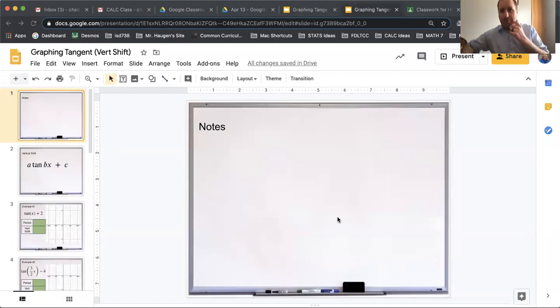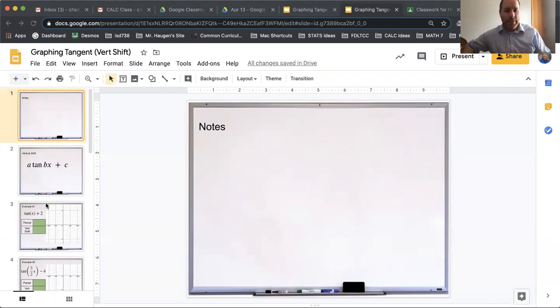Today we're going to go over how to apply vertical shift to tangent. It works very much the same way as vertical shift worked with sine and cosine. So I'm just going to show you a couple examples on what that looks like with a tangent graph, just because the graph of tangent does end up looking a little bit different than maybe we're used to.